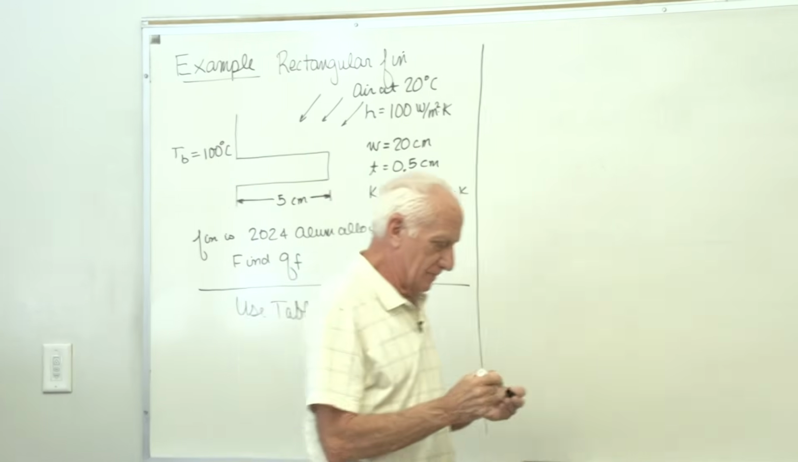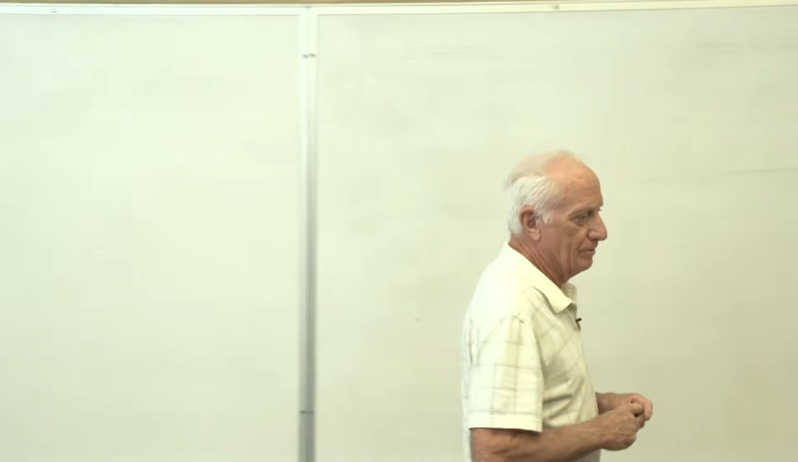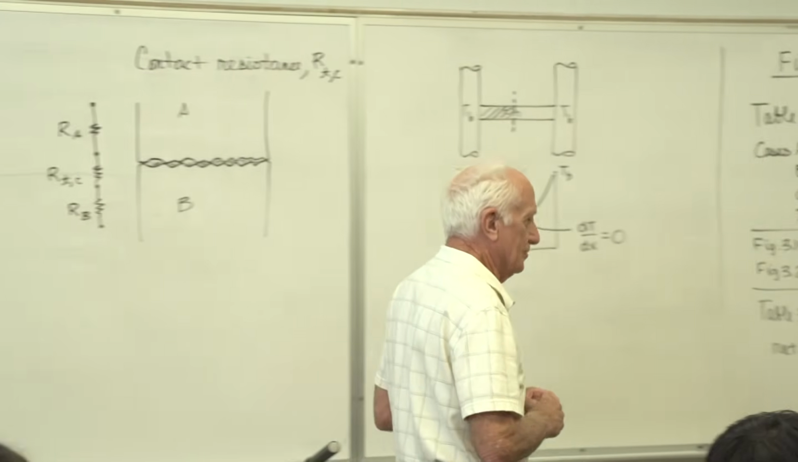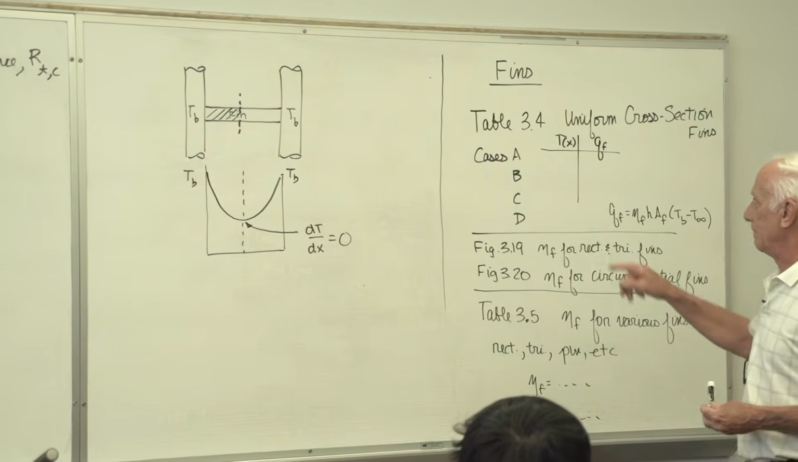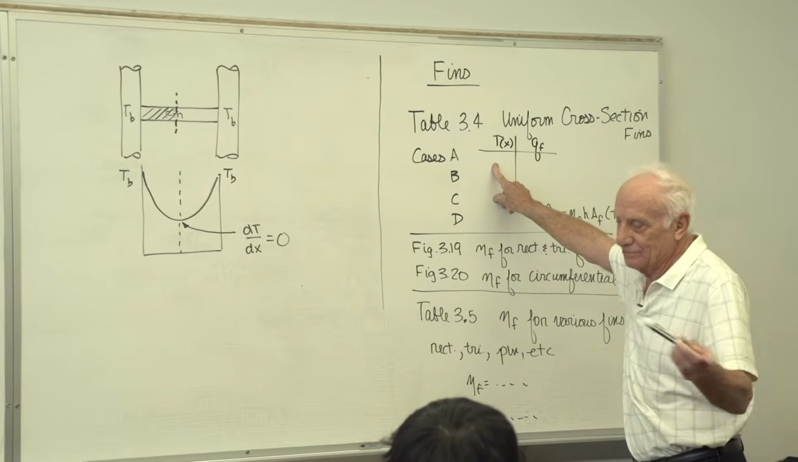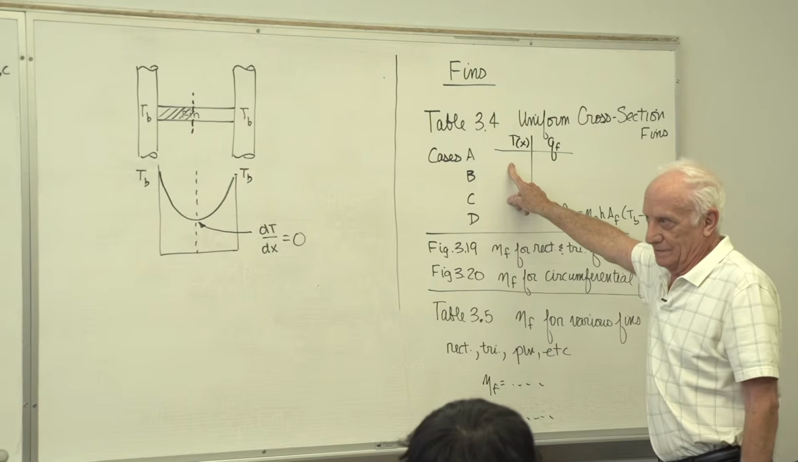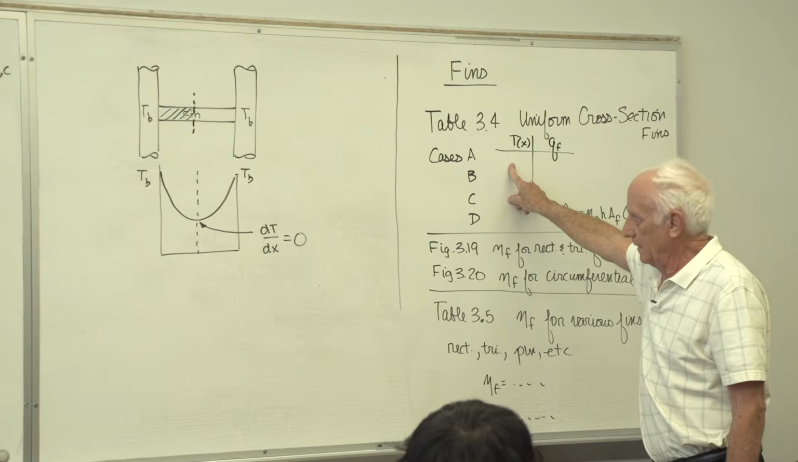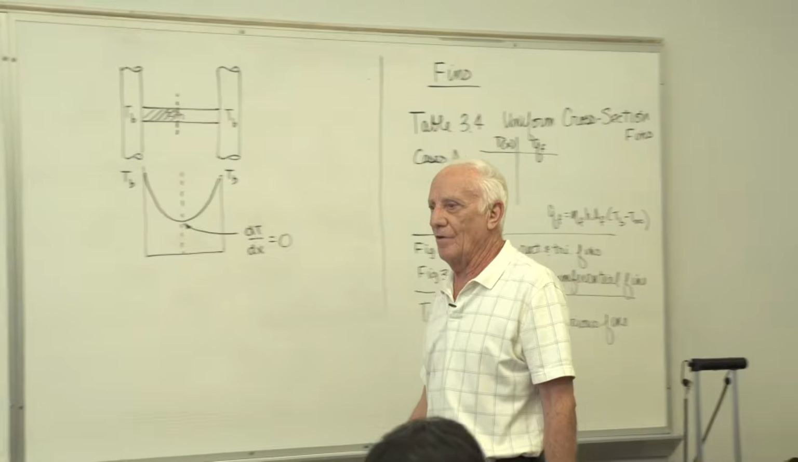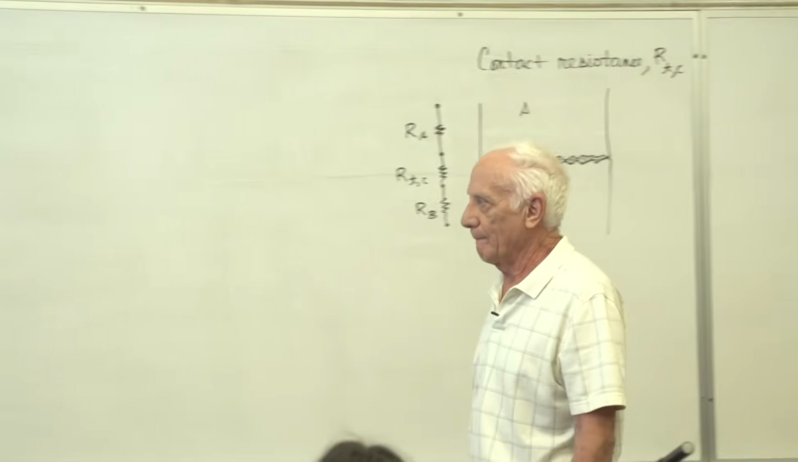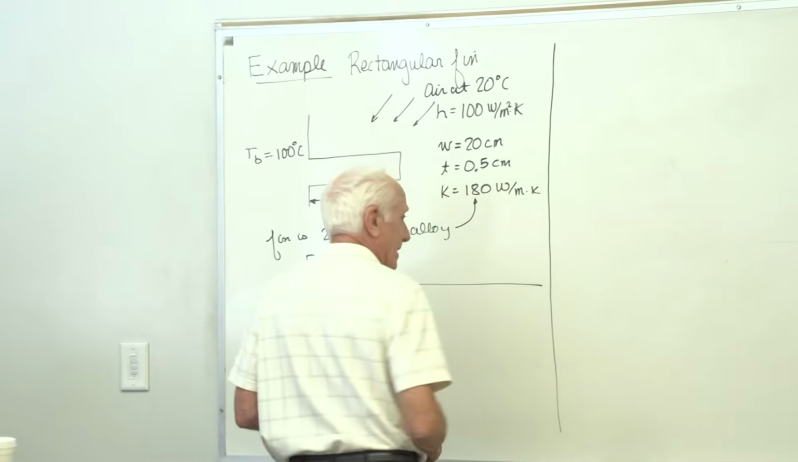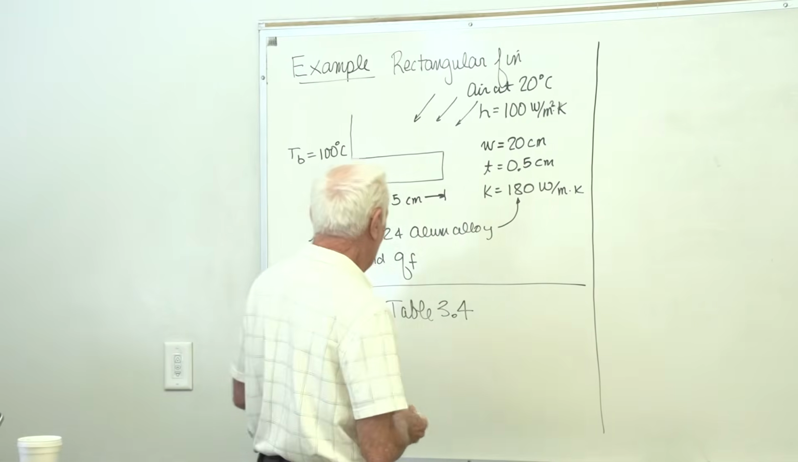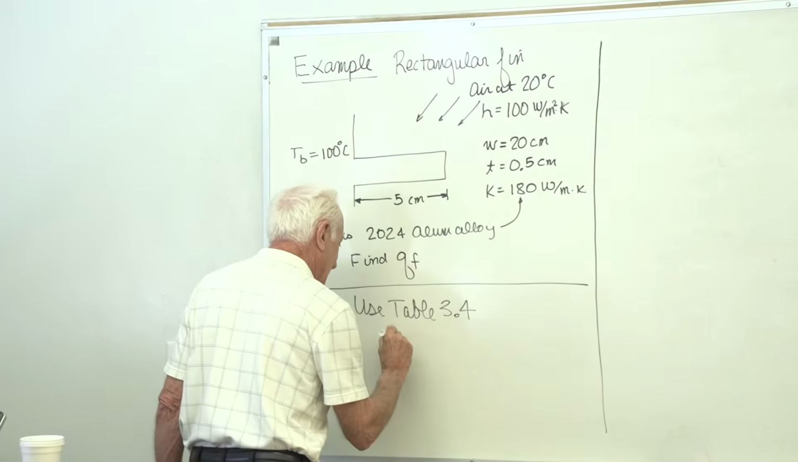Okay, is it a case B, an adiabatic fin tip? No. Is it a case C, a prescribed or given temperature at the fin tip? No. Is there convection at the fin tip? Yes. The problem stated that. The tip is convecting heat away. Is it a case D? I don't know, maybe, maybe not. But I'm going to try case D first.